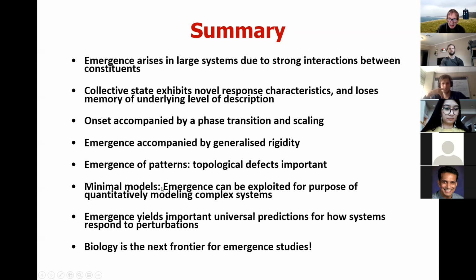Minimal models: emergence can be exploited for the purpose of quantitatively modeling very complex systems. Emergence yields important universal predictions for how systems respond to perturbations, because one can understand a top-level description, which in many ways is simpler than the more microscopic ones. And biology is a wonderful frontier for studies of emergence in physics.